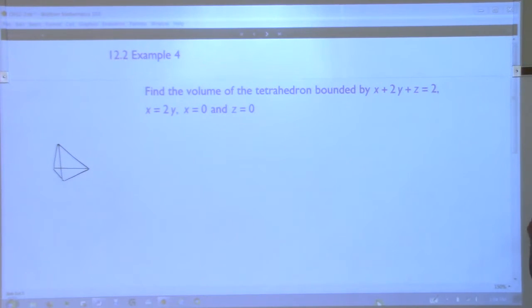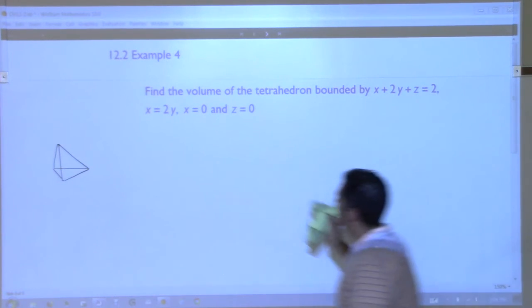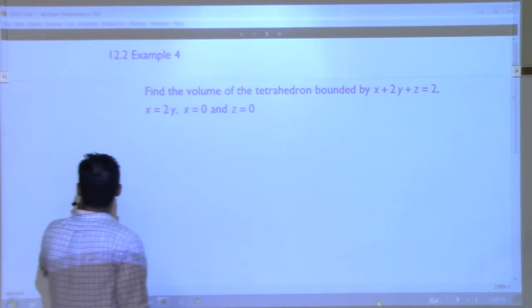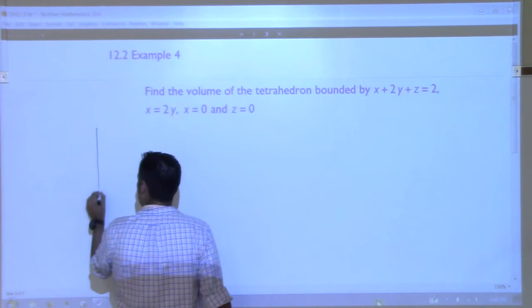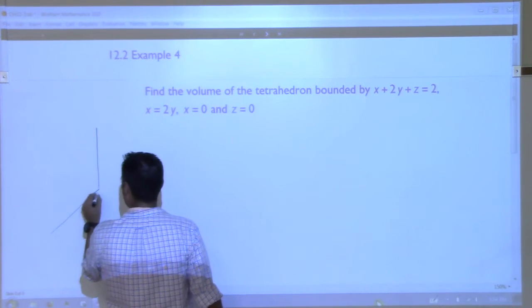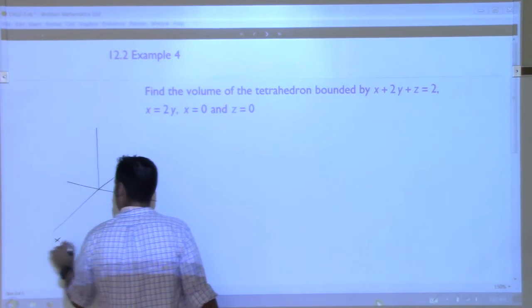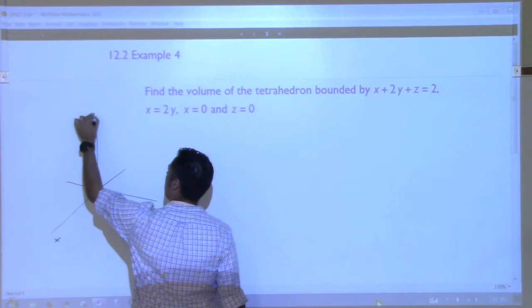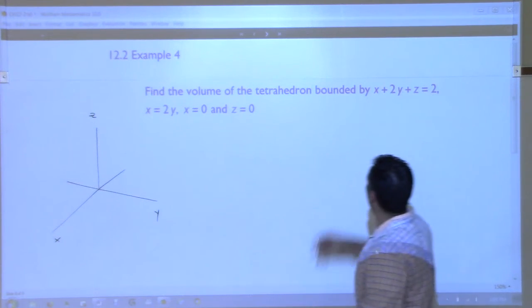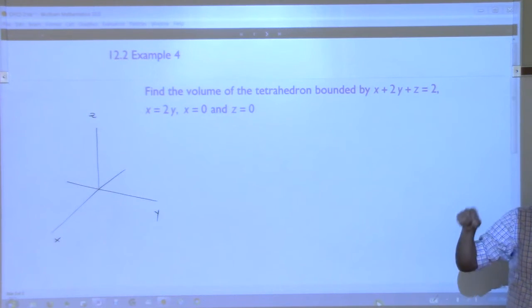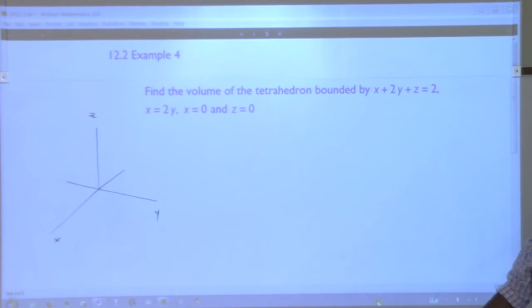So how can we do this with a double integral? Well, let's first try and draw this the best we can. I'm going to try and draw it in 3-dimensional space first. Let me go with x being here, y being here, and z being here. Let's try and figure out where this plane hits the x-axis, the y-axis, and the z-axis.